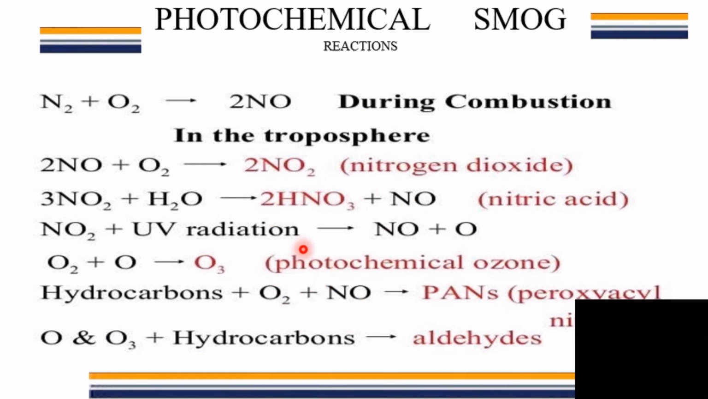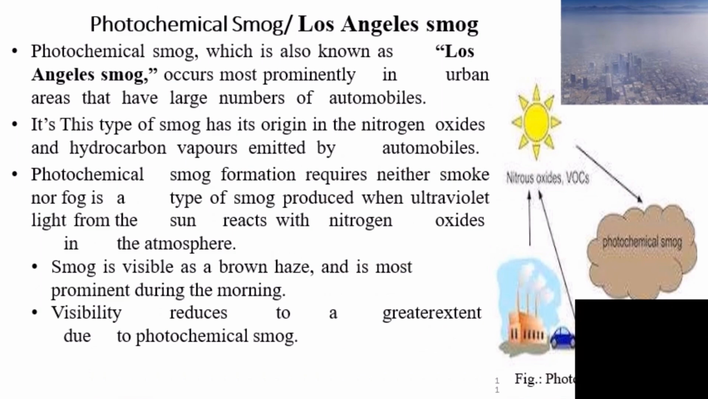So what is the whole smog comprised of? O3, PAN, aldehyde, and NO, your nitrogen oxides. Primary pollutants from the vehicle exhaust and the industrial exhaust will react with the sunlight to form secondary pollutants as photochemical smog.